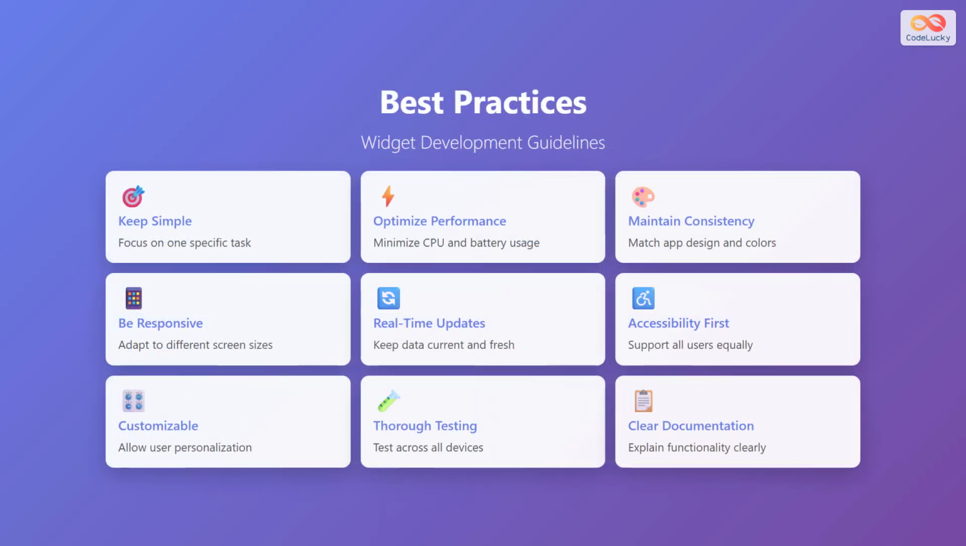Follow these best practices when developing widgets. Keep them simple by focusing on one specific task. Optimize performance to minimize CPU and battery usage. Maintain design consistency by matching your app's colors and style. Ensure responsiveness by adapting to different screen sizes. Provide real-time updates keeping data current and fresh. Prioritize accessibility to support all users equally. Make widgets customizable so users can personalize them. Perform thorough testing across all devices. And write clear documentation explaining functionality.